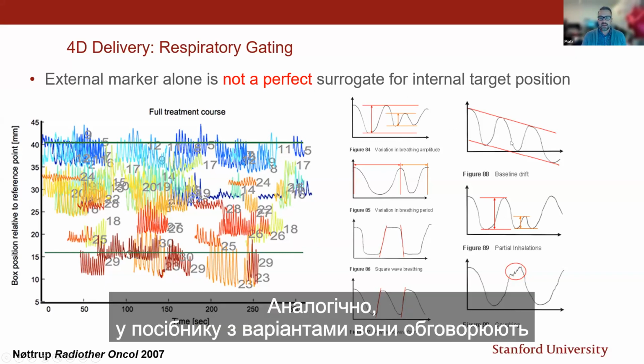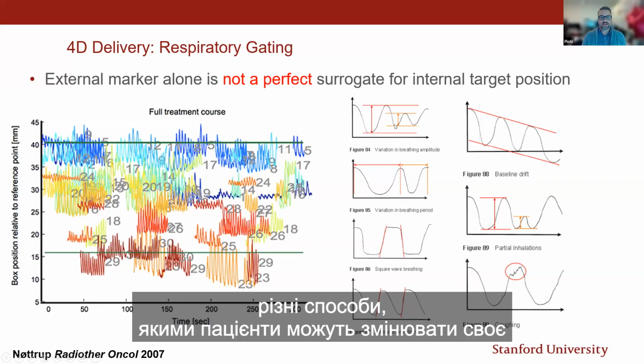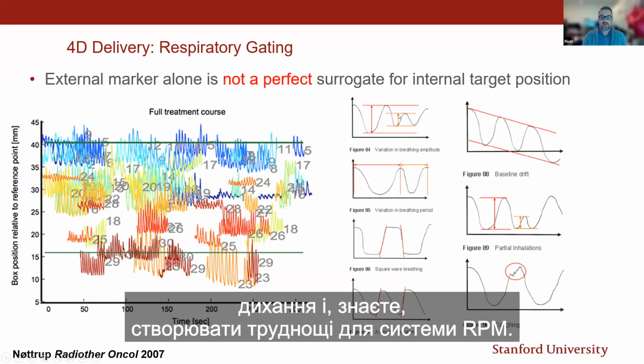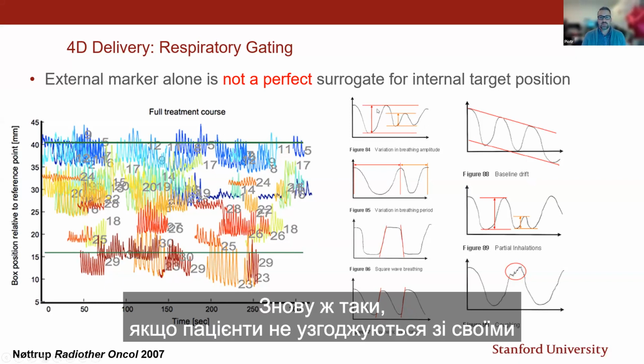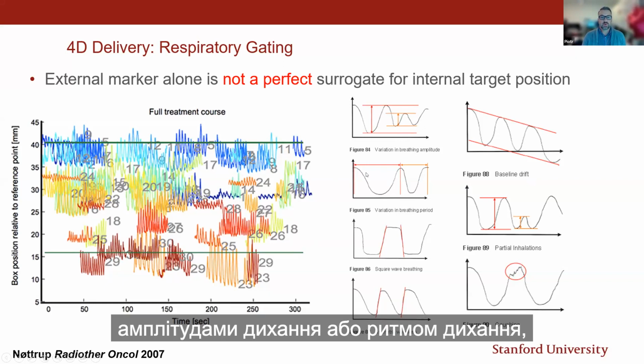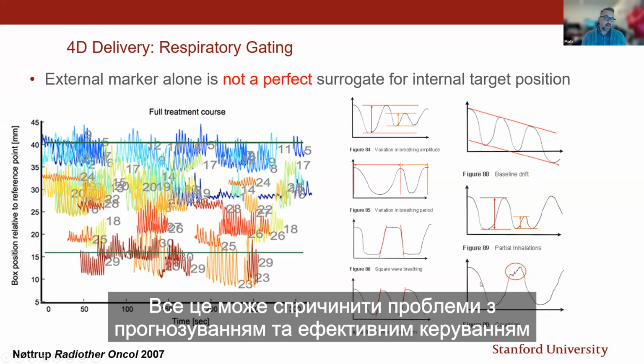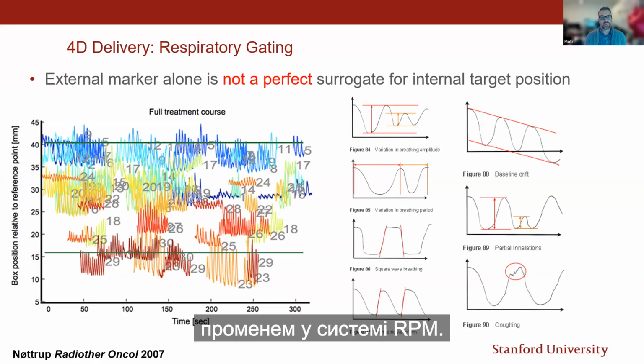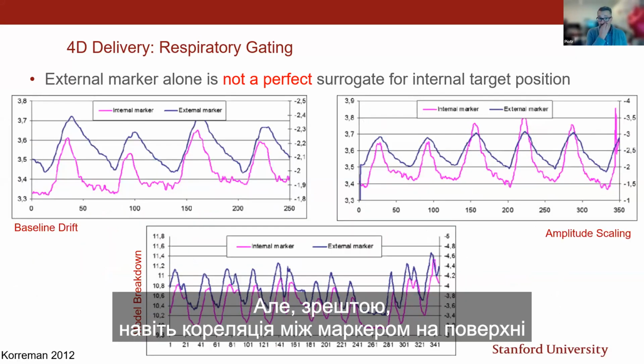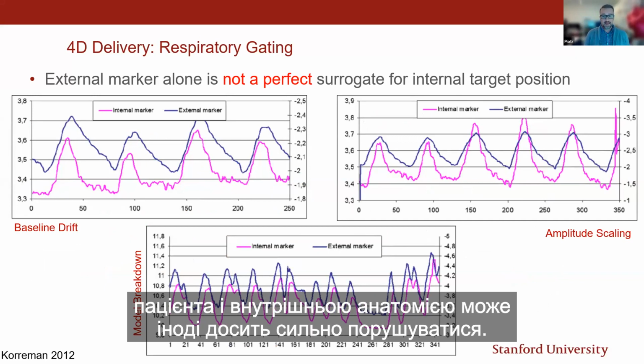Likewise, from the Varian handbook, they go over the different ways patients can change their breathing and give difficulty to the RPM system. If patients aren't consistent with their breathing amplitudes or rhythm, or sometimes drift up and down slowly, there's this baseline drift. All that can cause the RPM system issues with predicting and gating the beam effectively. But ultimately, even the correlation between the marker on the patient's surface and the internal anatomy can sometimes break down pretty drastically too.